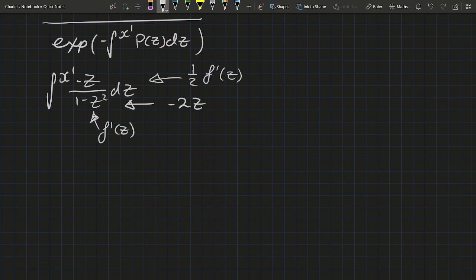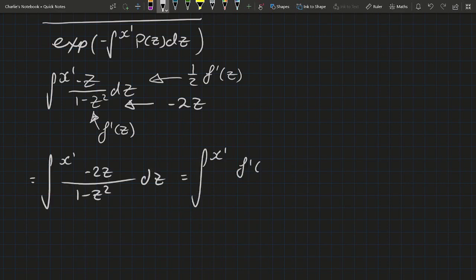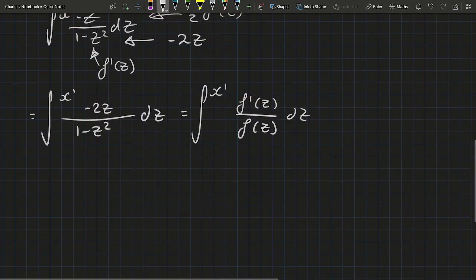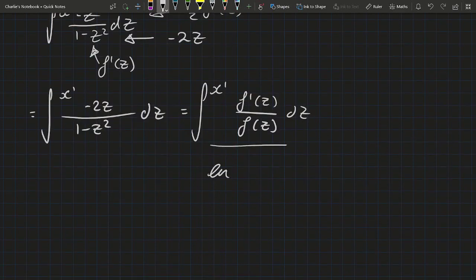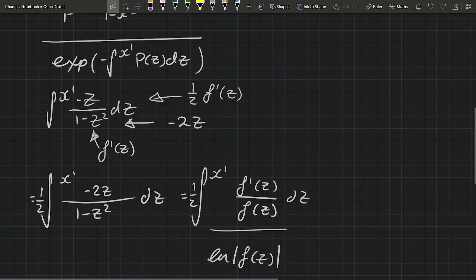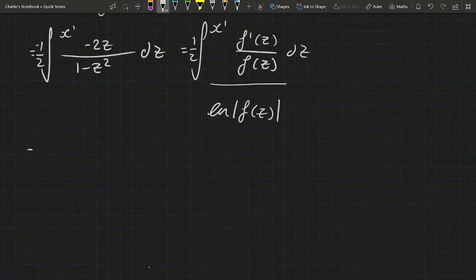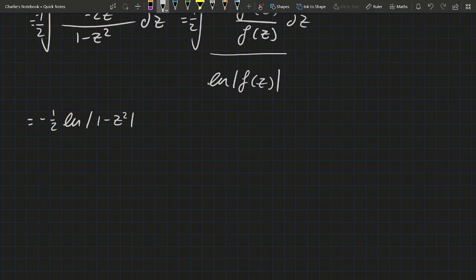Therefore, if we multiply the numerator by 2 and divide the whole integrand by a half, we don't change the value of the integral, but we do put it into a form whereby we have an integral of the form f prime of z over f of z dz. And this is a standard integral with the solution ln mod f of z. I just need to put in some missing negative signs that I'd forgotten there. So we know that this will be equal to minus a half ln mod 1 minus z squared. And equally, we can bring the half over into the log to get ln of mod 1 minus z squared to the minus half.